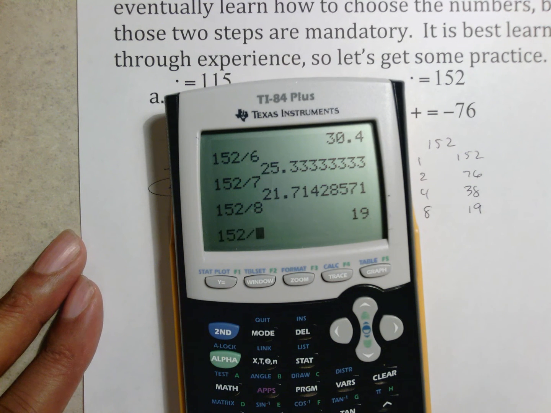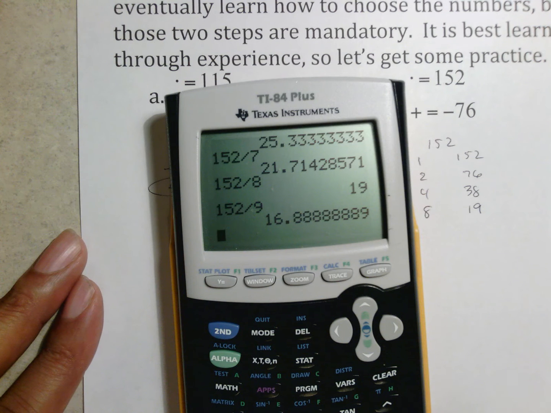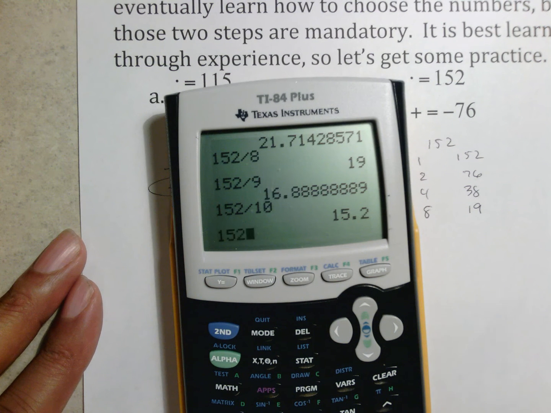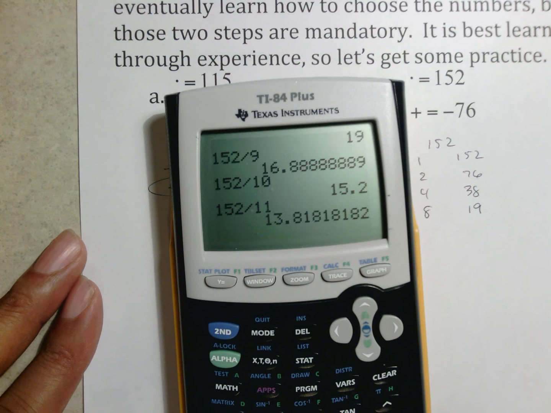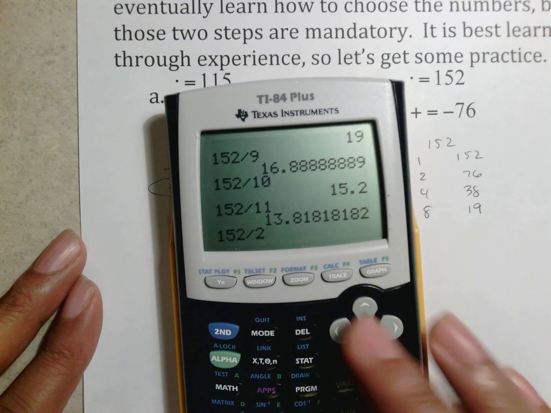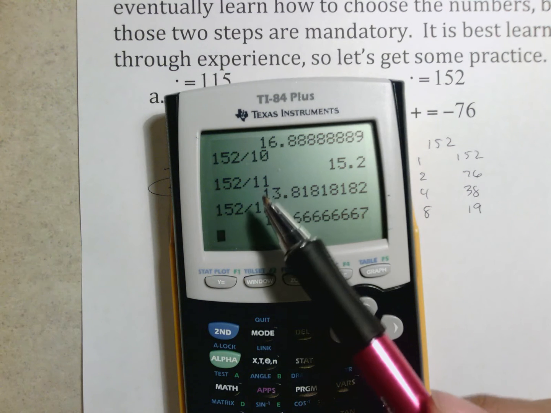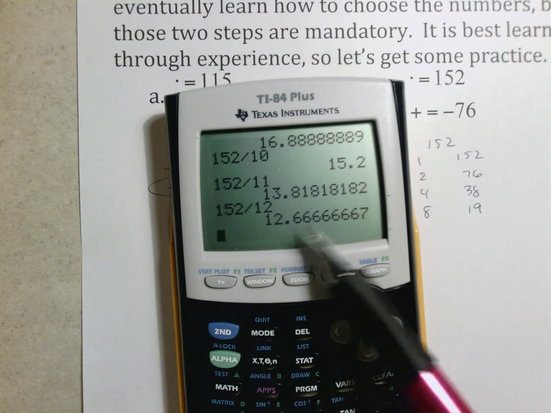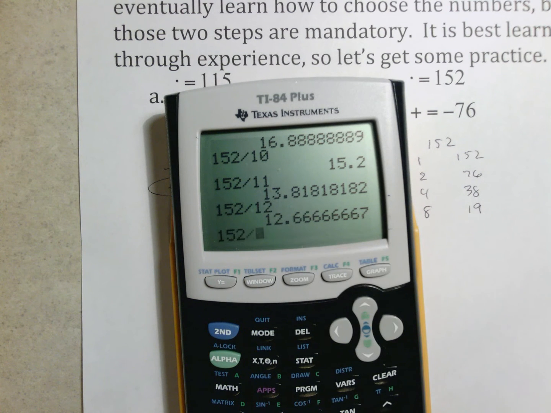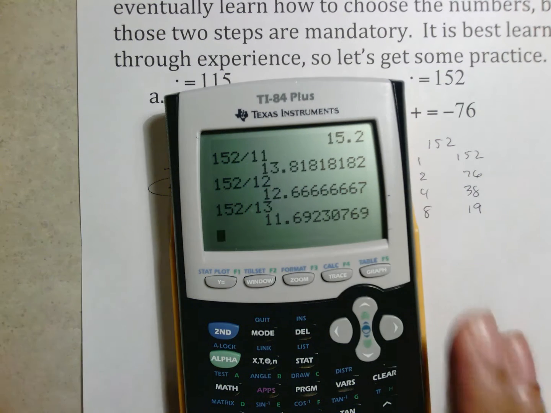152 divided by 9, no. 152 divided by 10, nope. 152 divided by 11, nope. 152 divided by 12, no. And again, looking here, if me dividing by 12 gave me 12 point something, it's more than likely dividing by 13 is going to tell me I can stop. This is my numbers here.